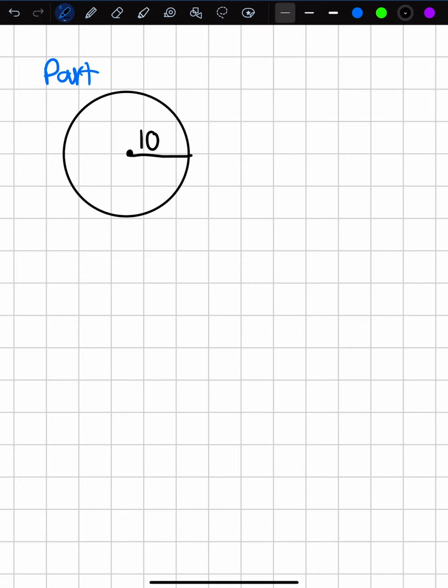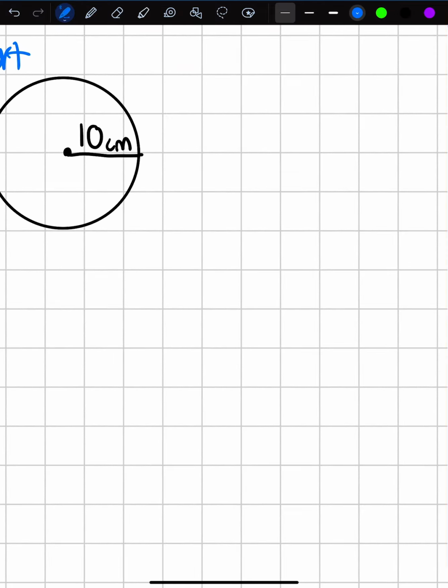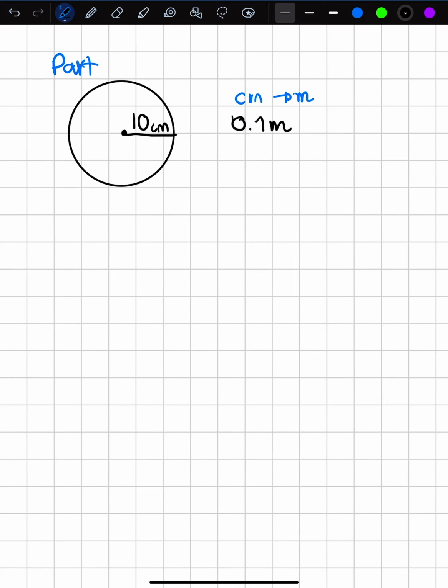It's 10, but since we have to use meters, we have to convert that to meters. So 10 centimeters, let's convert that from centimeters to meters. When we convert that, this is going to be 0.1 meters. Okay, so now since they're asking us for the speed, we also have the time.